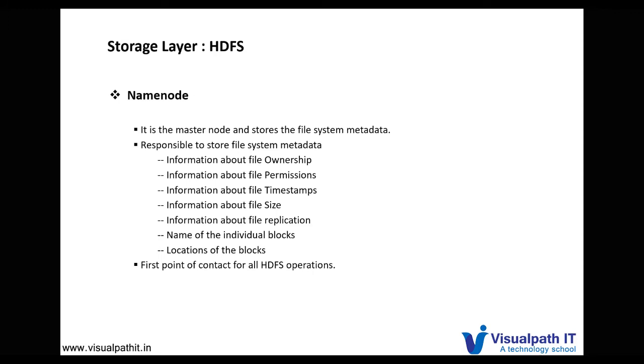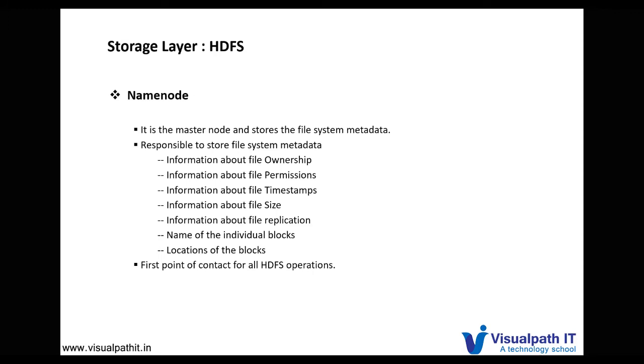What will it store? Will it store actual data? No, name node will not store actual data. Actual data will be stored in data nodes. But then what will it store in the name node? File system metadata. Whatever files you store into the Hadoop cluster, the file name and file properties, all that we'll call metadata. The metadata will be stored in the name node memory.